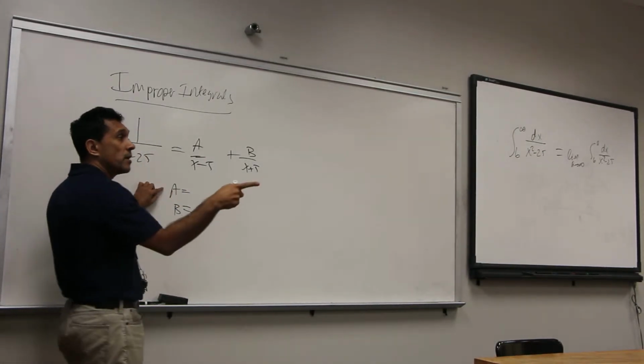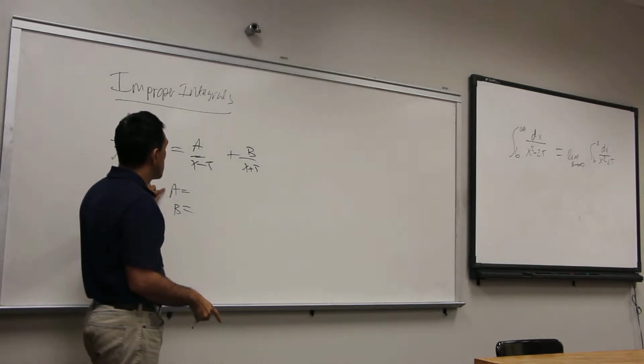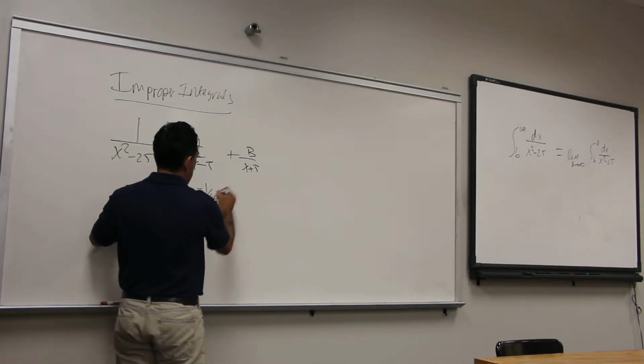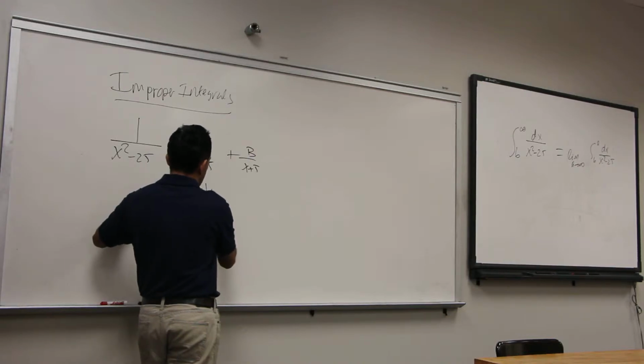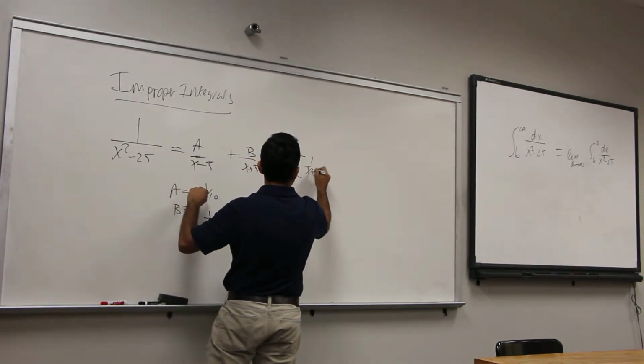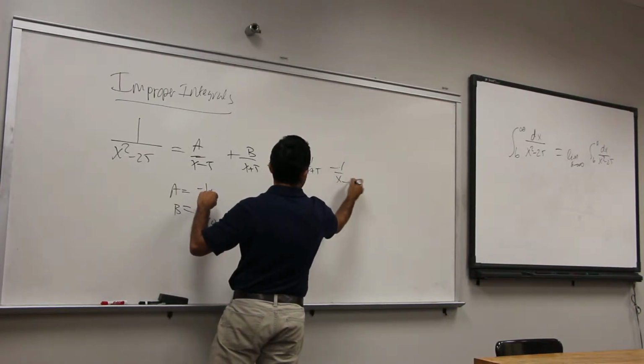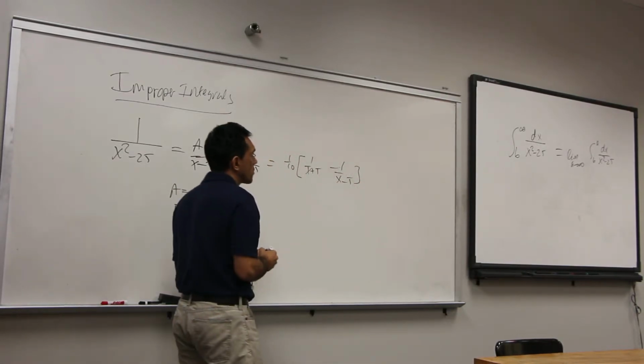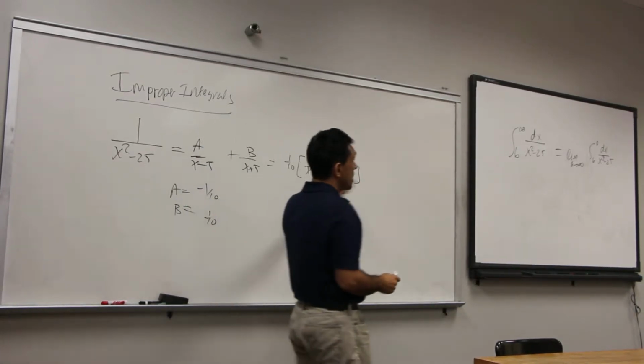What did you get for A? So negative 1/10 here. And here, 1/10. So I would say this is equal to 1/10 times 1 over x plus 5 minus 1 over x minus 5. Is that what you have? So I will use this as the integrand.